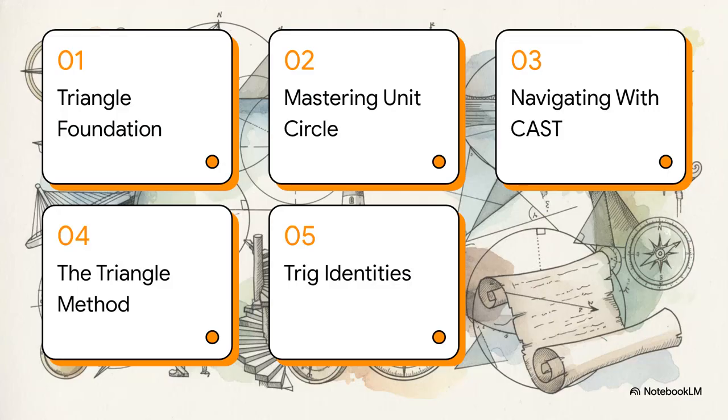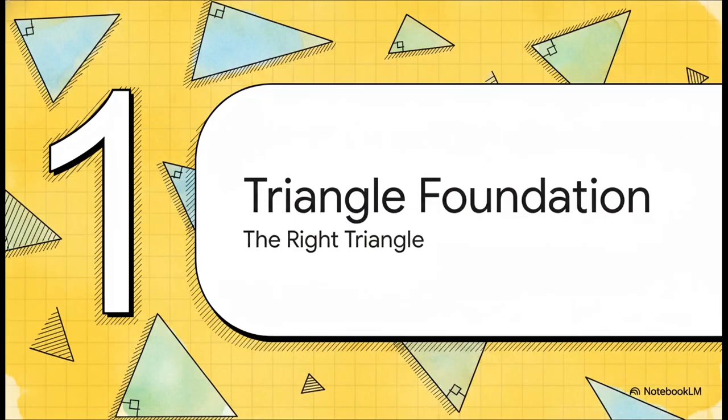Okay, so here's our roadmap for today. We're going to start with the right triangle foundation, move on to mastering the unit circle, navigate it using the cast rule, apply the triangle method, and finally unlock some essential trigonometric identities. Let's dive in. Section 1, the right triangle foundation.